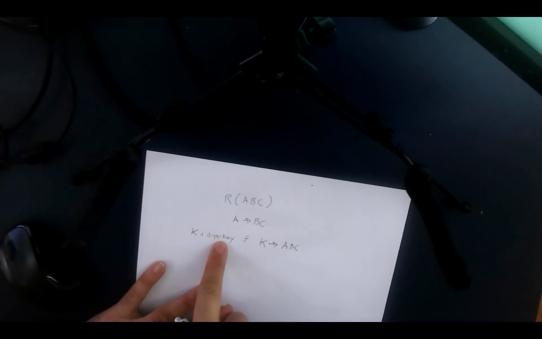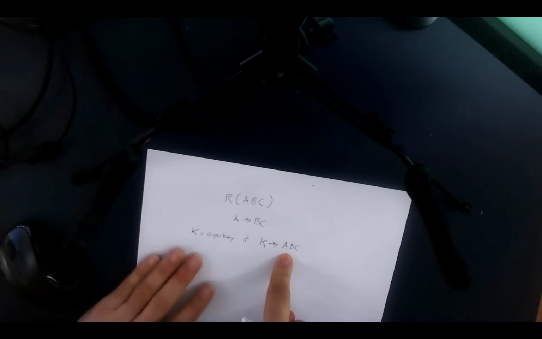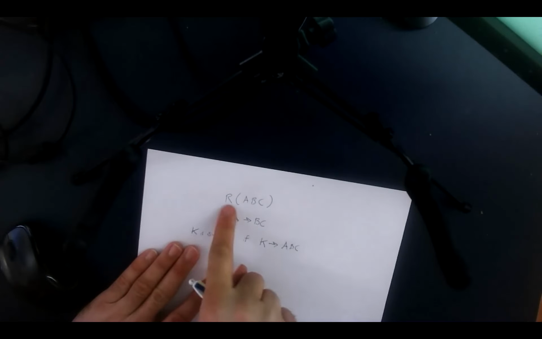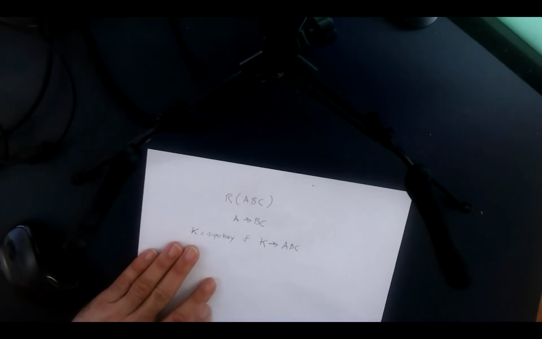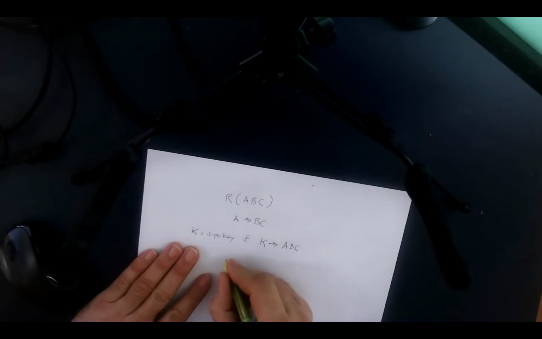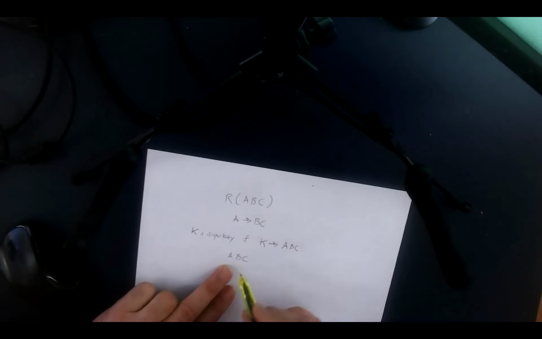Now K is a superkey if K determines A, B, C. If I give you a relation A, B, C and ask, what is the superkey of A, B, C, and you have to answer very, very quickly, all the attributes themselves functionally determine everything, just based on triviality. ABC always determines ABC, right?